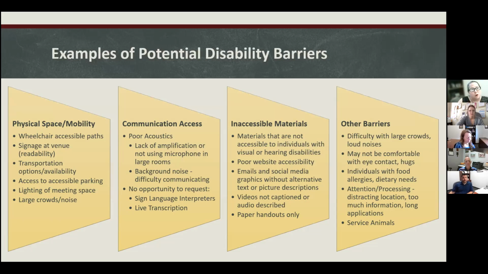People who may struggle with large crowds or noise. Today is the MSC birthday bash. If you haven't been over to the MSC today, there are thousands of people out there. People might be uncomfortable being in a large crowded environment.